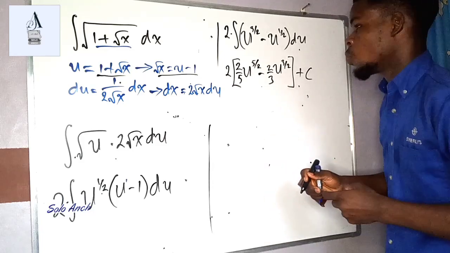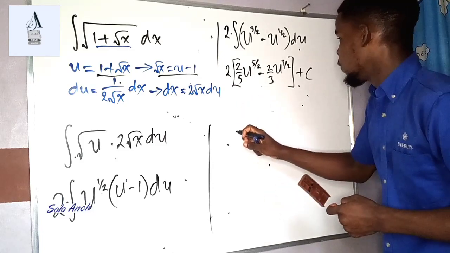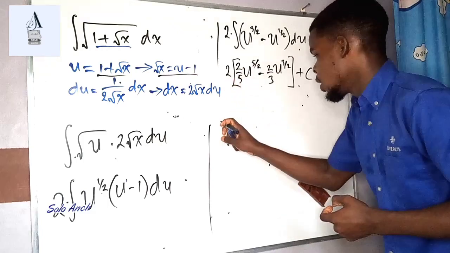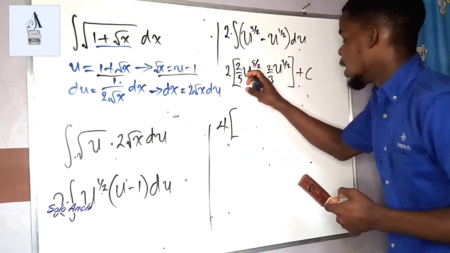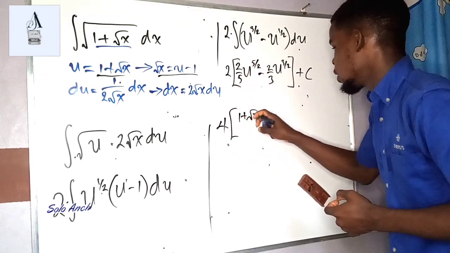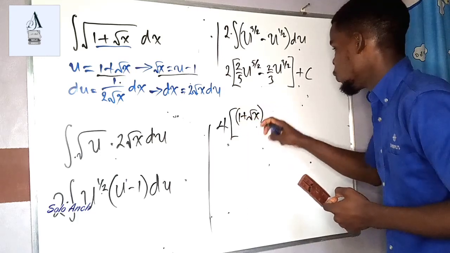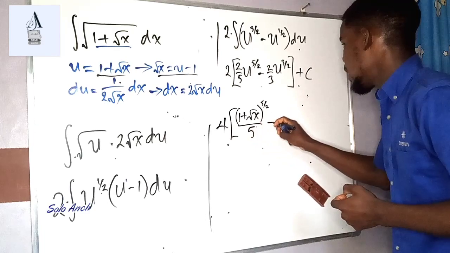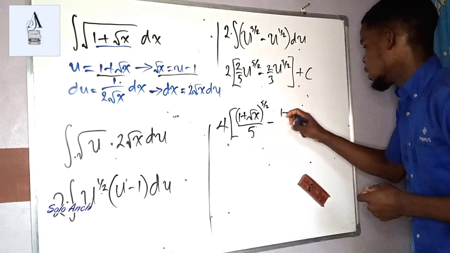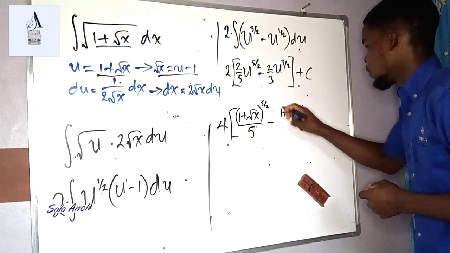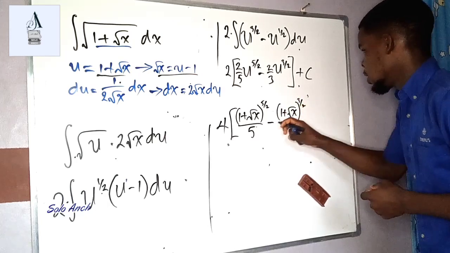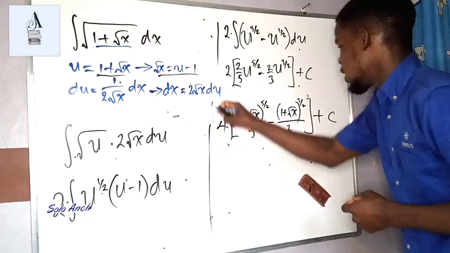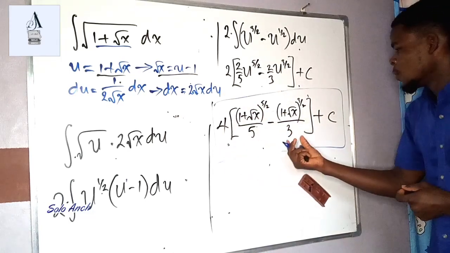So that tells us that u is 1 plus the square root of x, and that means we're going to have this become, well, I would like to put 2 out front, 4 times 1 plus the square root of x, right? That is in place of u. We raise that to power 5 over 2 divided by 5, minus 1 plus the square root of x, raised to power 3/2 divided by 3. And then we add an arbitrary constant to that. This right here is the antiderivative of the function we were given.